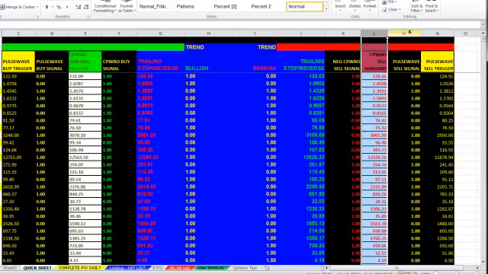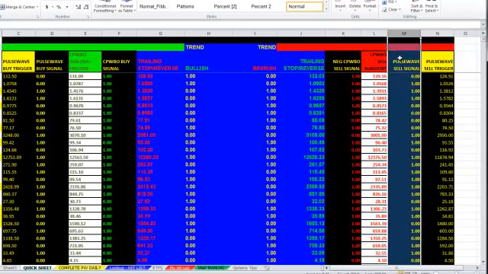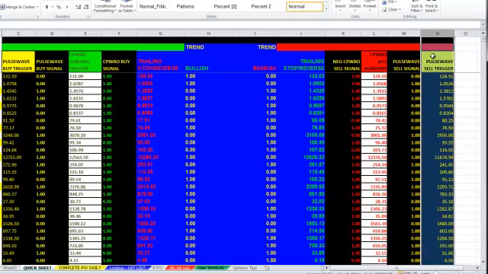Column M is your pulse wave sell signal. If there's a 1 there, you have a sell signal. Column N is your pulse wave sell trigger. This is the price at which you're going to sell short the market.